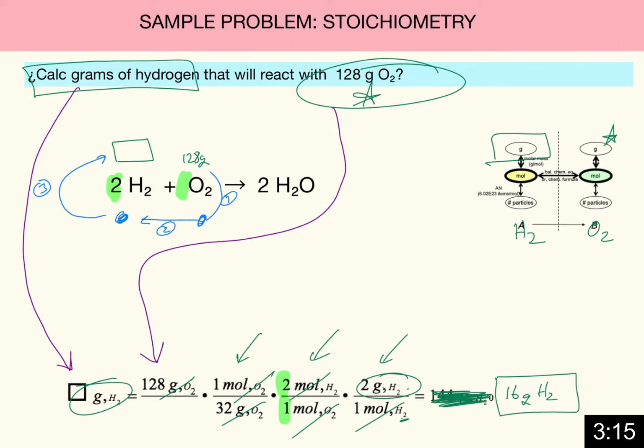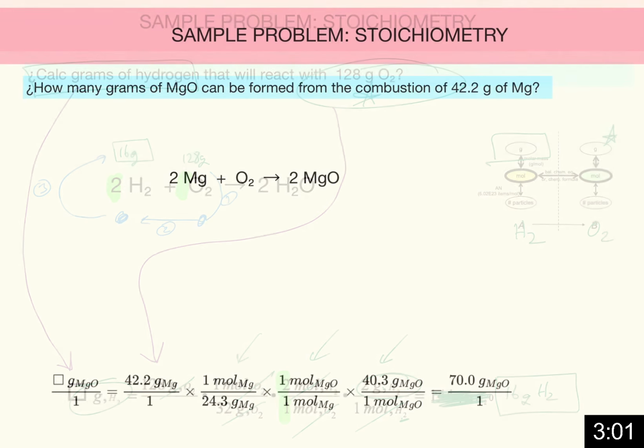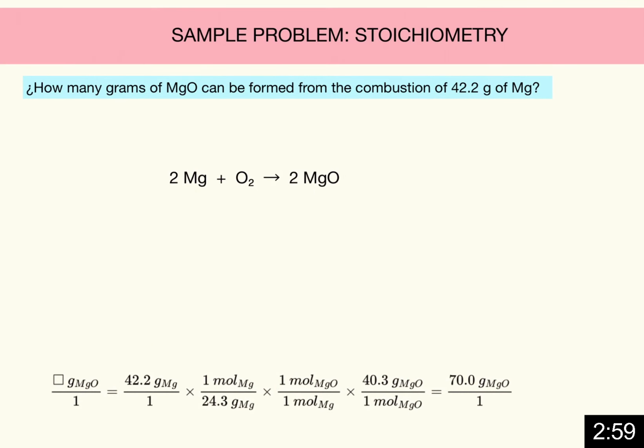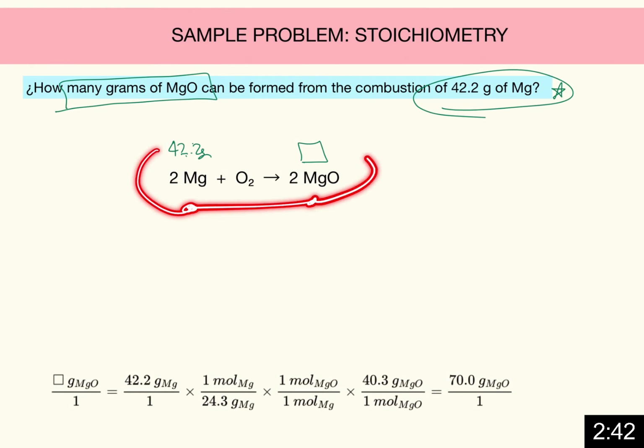So what do we know? If I start out with 128 grams, I only need 16 grams of H2 to react with that. Here we go, the last problem. How many grams of magnesium oxide do I get starting with 42.2 grams of magnesium? 42.2 grams. Okay, I need to go grams of that, moles of that, moles of that, and then grams of that.